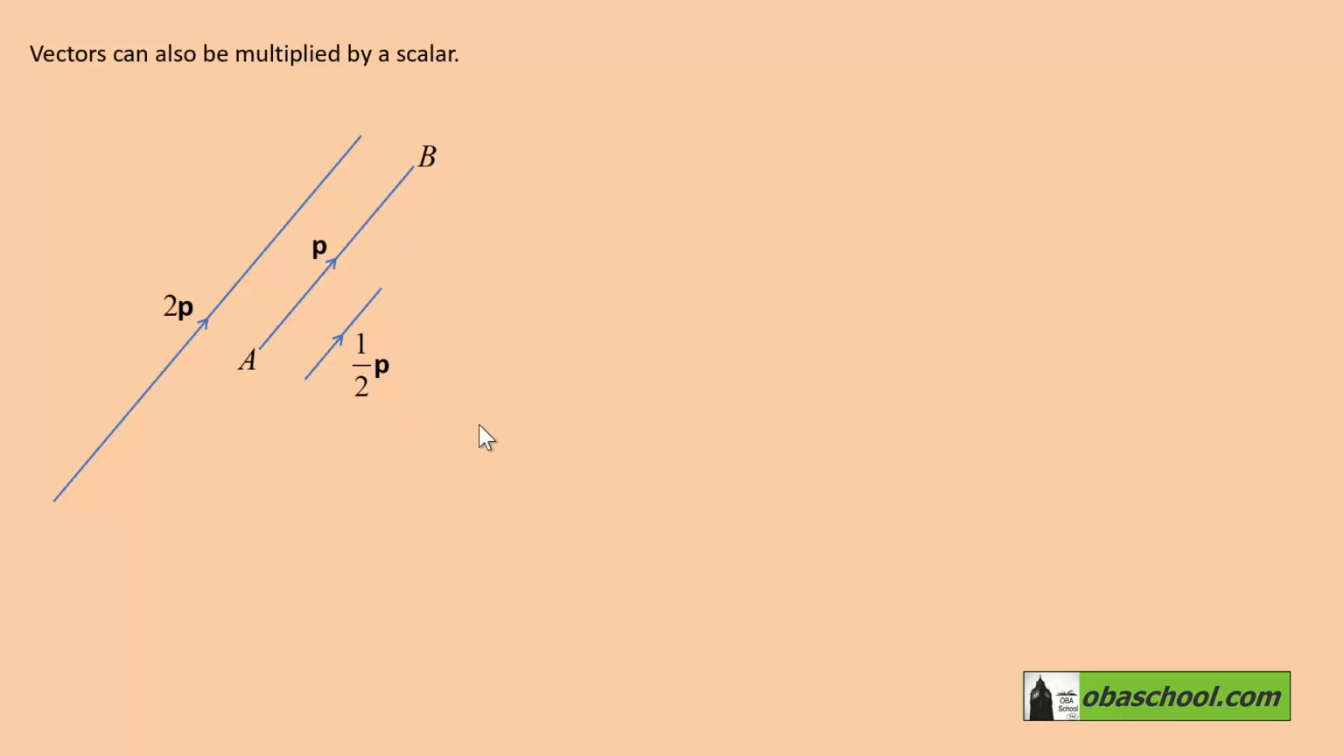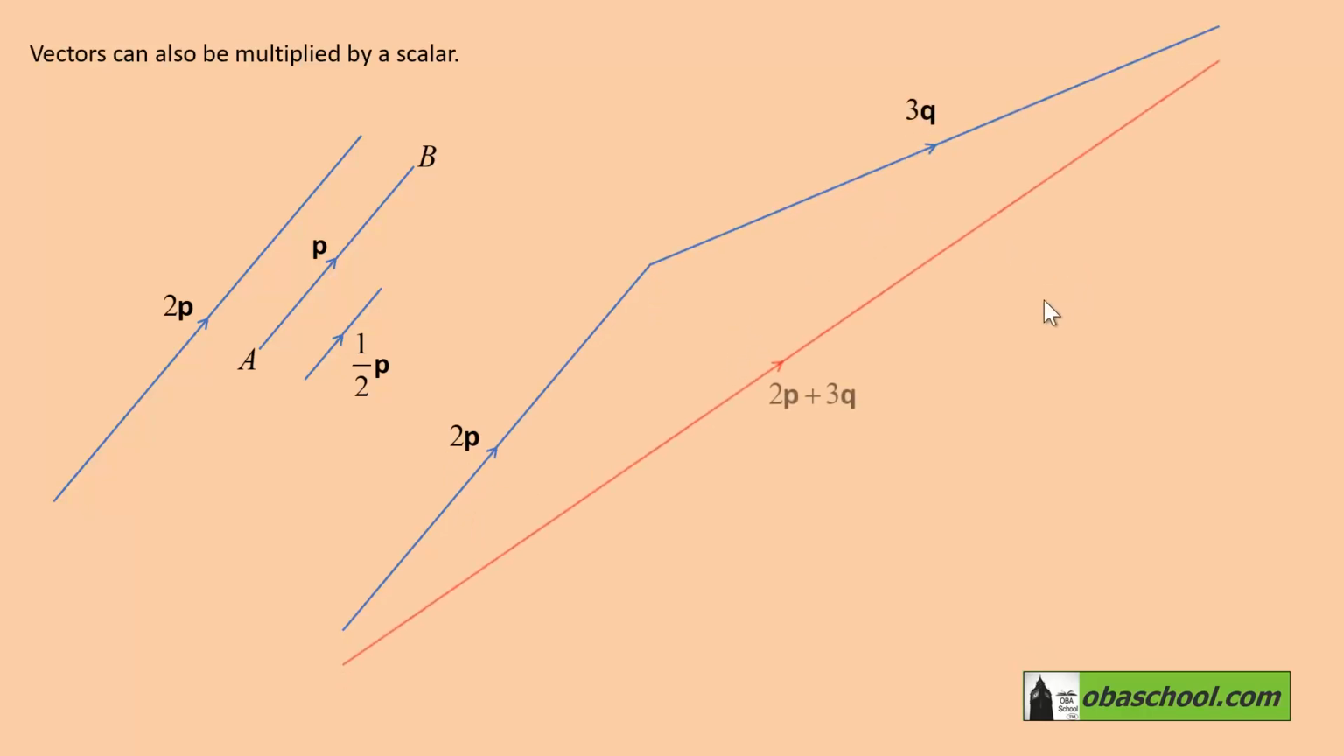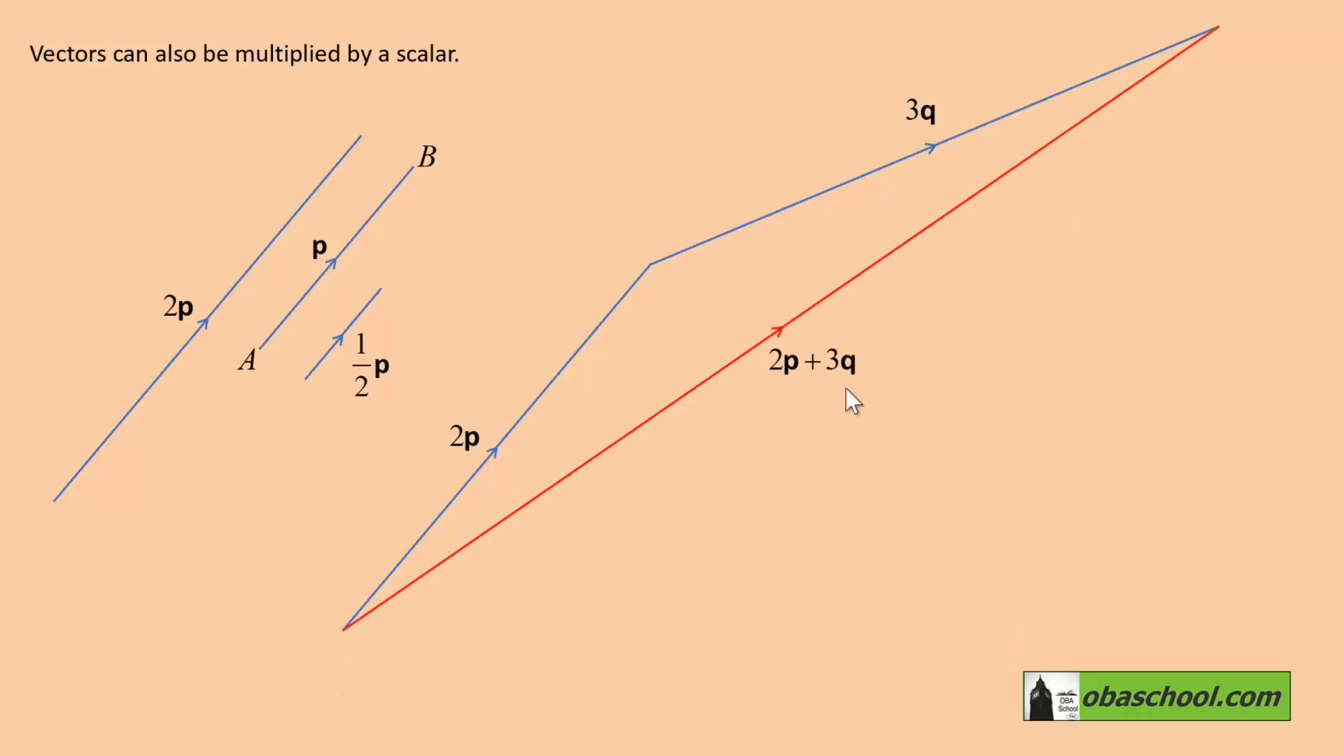We could have 2p, and add it to 3q. And then this side would be 2p plus 3q.